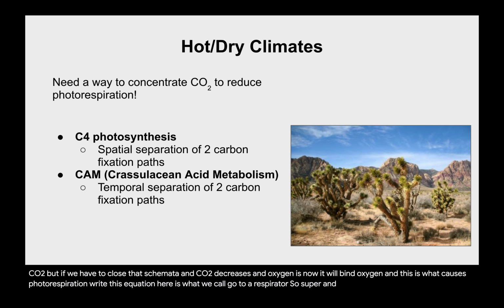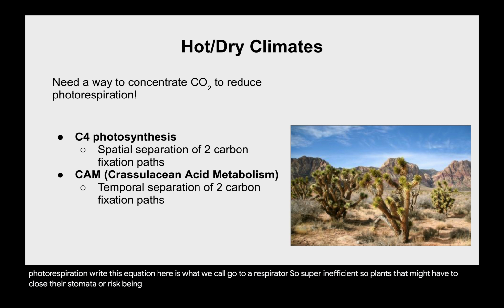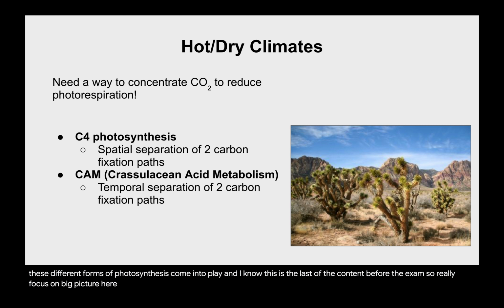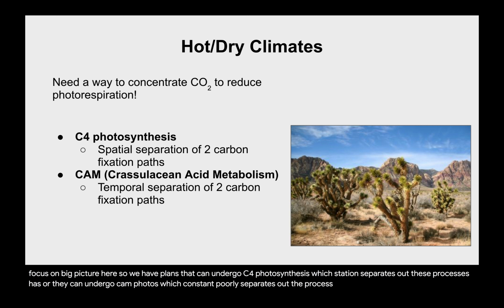So it's super inefficient. Plants that might have to close their stomata or risk being dehydrated have to deal with photorespiration. They have to find ways around this. And this is where these different forms of photosynthesis come into play. I know this is the last of the content before the exam, so really focus on the big picture here. We have plants that can undergo C4 photosynthesis, which spatially separates out these processes, or they can undergo CAM photosynthesis, which temporally separates out the processes.